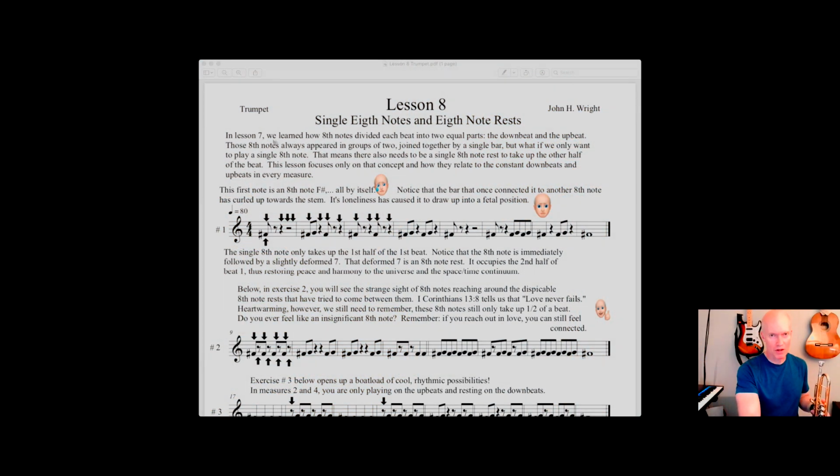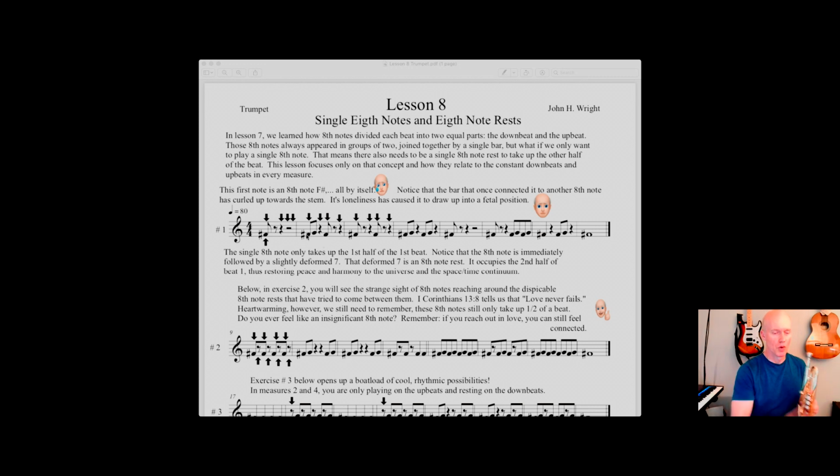What does it look like when you see just an eighth note that takes up only half of the beat all by itself? So we saw in lesson 7 how eighth notes divided each beat into two equal parts, the downbeat and the upbeat, or in other words, the first half of the beat and the second half of the beat. And when you see an eighth note like this, that downbeat is when that first eighth note begins. It has duration and length in itself.